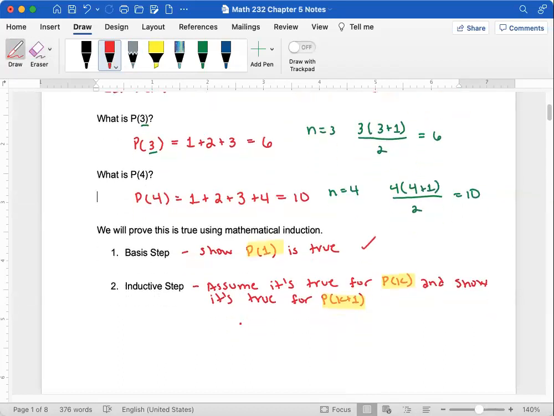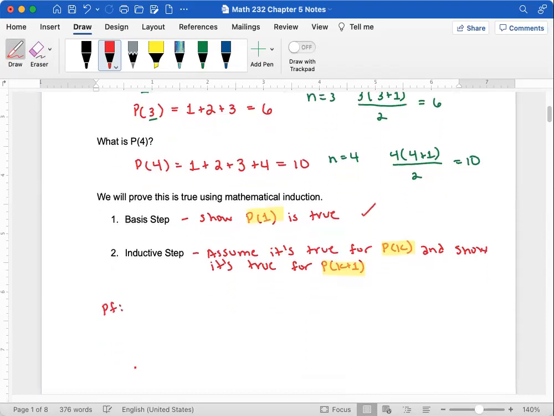Okay, let's actually do it. Let's do the induction step. Actually, we're going to do the whole proof. We're going to start from scratch. So proof, and when I do this, I always like to say by induction. I'm proving it by induction, just so anybody reading this knows what tactic I'm using here.